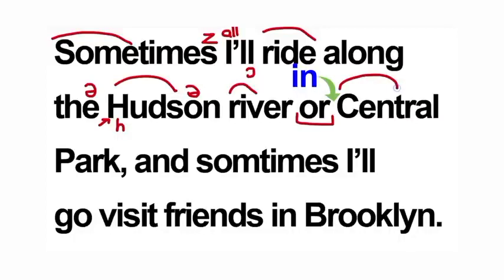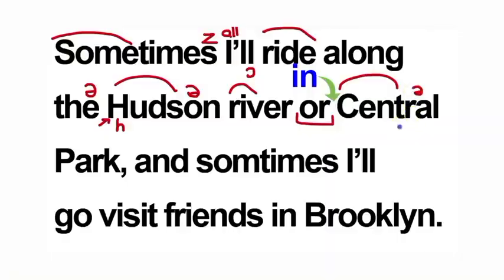Central. The stressed syllable of central is the first one. The second syllable has the schwa. Central. Did you notice I'm making more of a CH sound here instead of a T sound for the T in central? This can happen when the T is followed by an R. Central Park. And sometimes I'll go visit friends in Brooklyn.